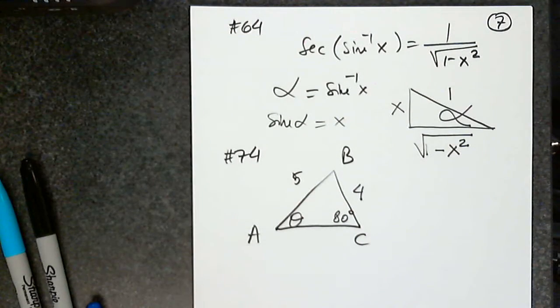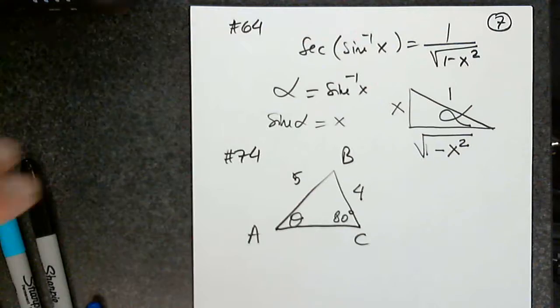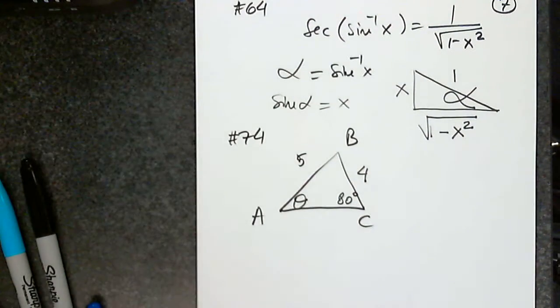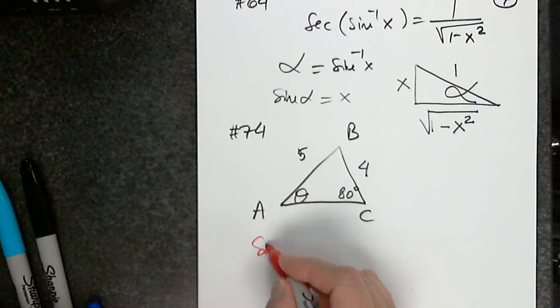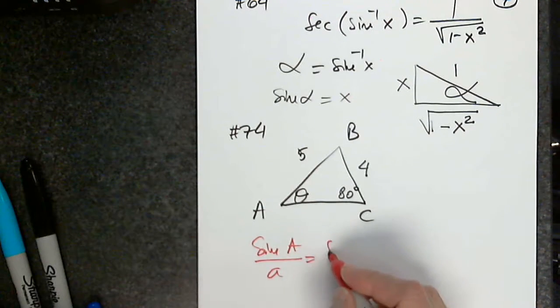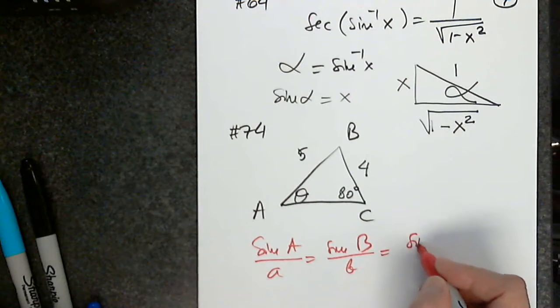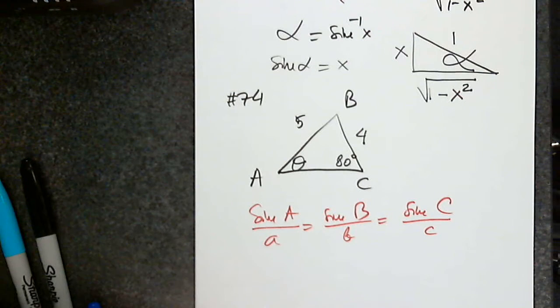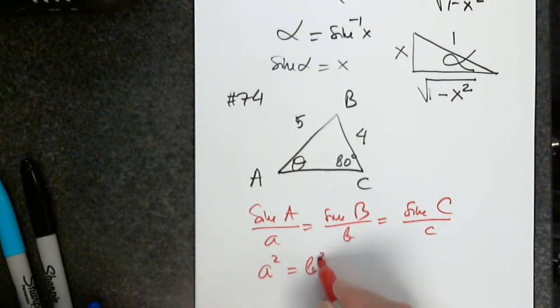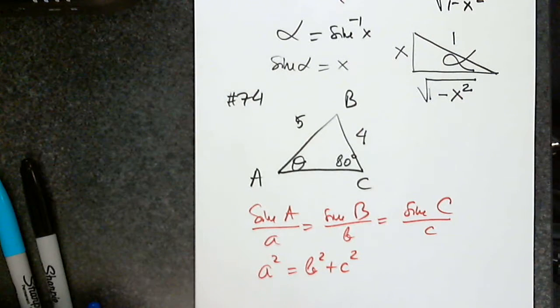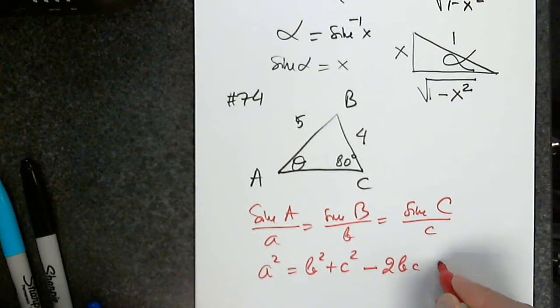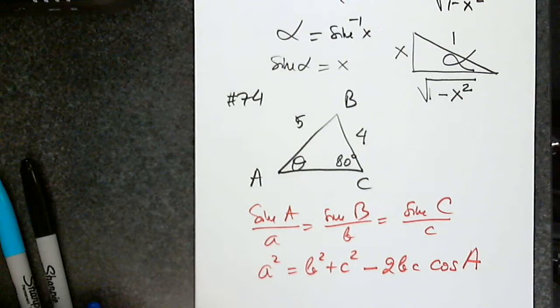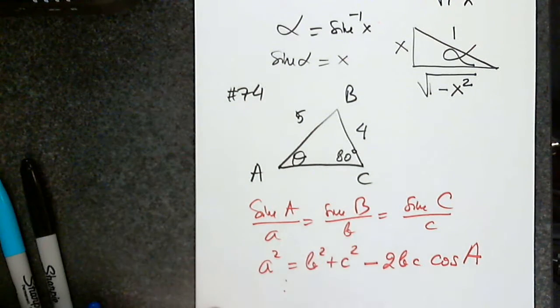This is not a right triangle. This is any triangle. And let me refresh your memory on two laws. One is the law of sines, which says sine A over a equals sine B over b equals sine C over c. And the other one is law of cosines, which is a squared equals b squared plus c squared. If I stop here, this is the Pythagorean theorem. But then I have to subtract 2bc cosine A. And I have two more to write.